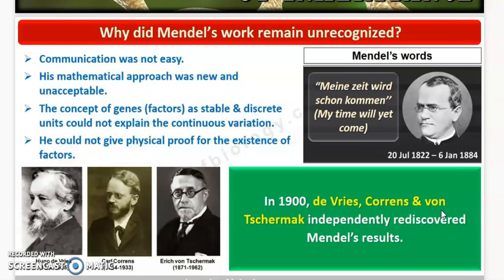And in the year 1900, three scientists independently rediscovered Mendel's results. These three scientists were De Vries, Correns and von Tschermak, pronounced as Tschermak. These were the three people who independently rediscovered Mendel's results on the inheritance of characters.